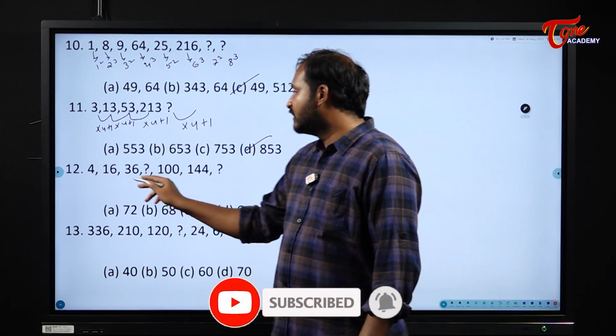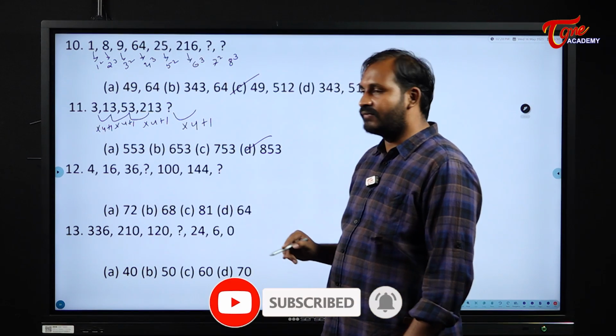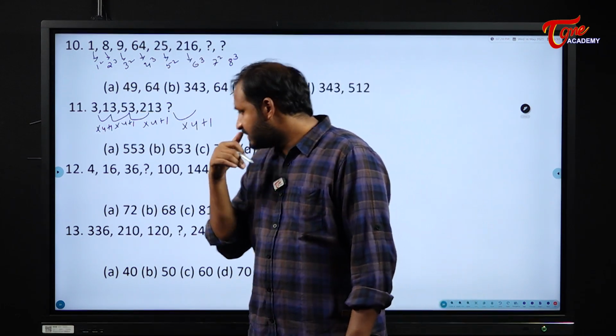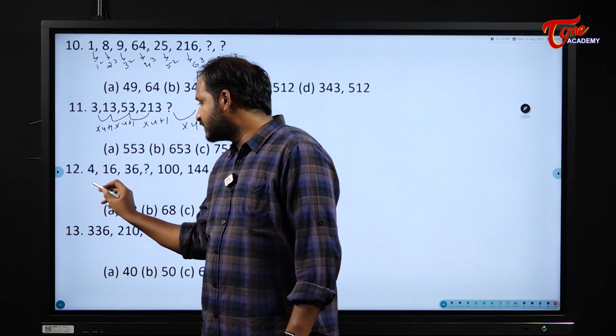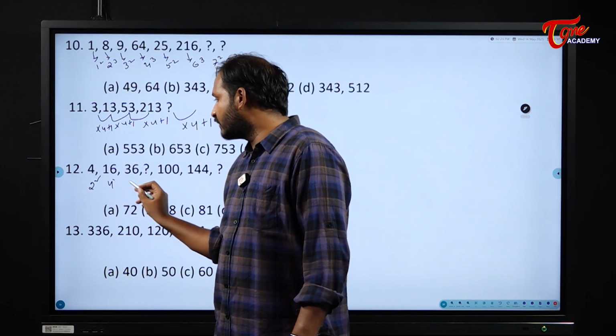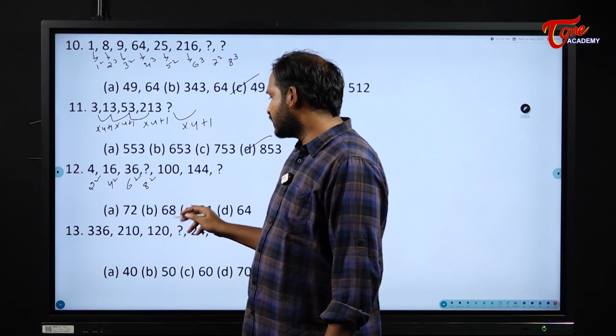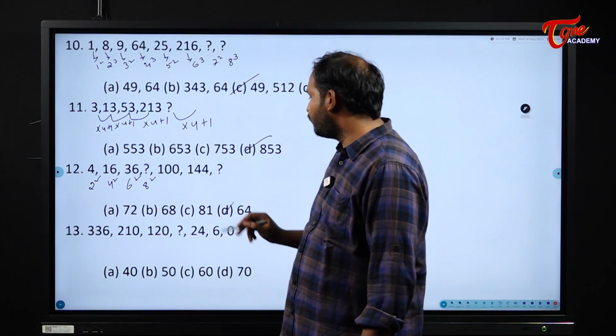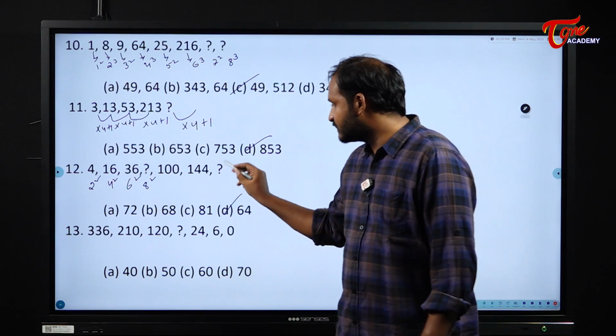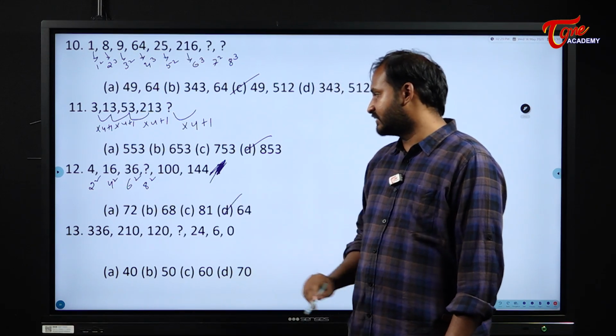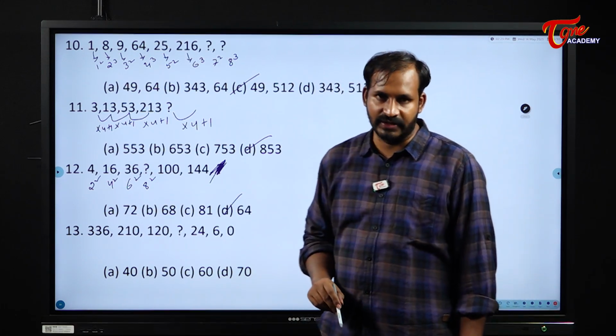Next, 4, 16, 36, 100 and 144. What are these, students? These are perfect squares. This is 2 square, 4 square, 6 square. Next, it should be what? 8 square. So our answer here will be 8 square, which is 64. Actually, this is not the last one, this is just a question symbol. These are even number squares.